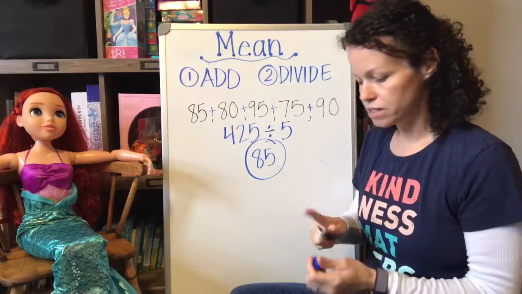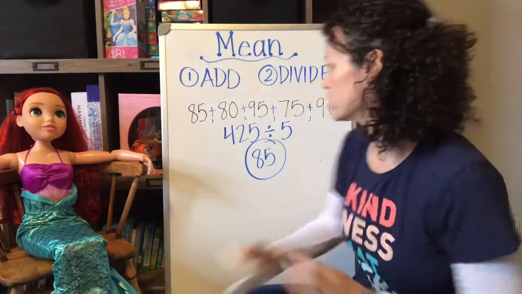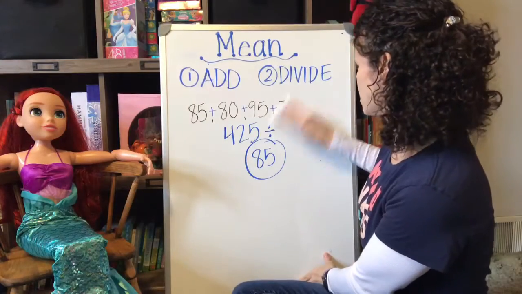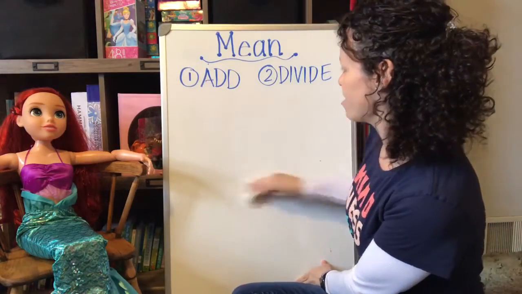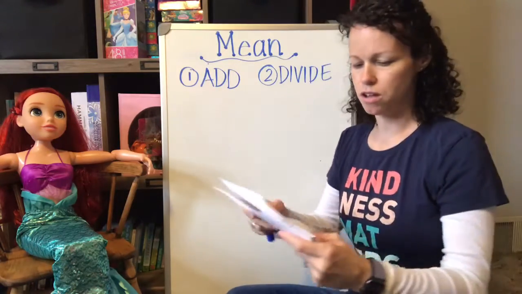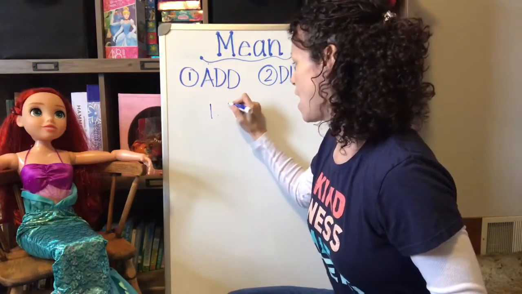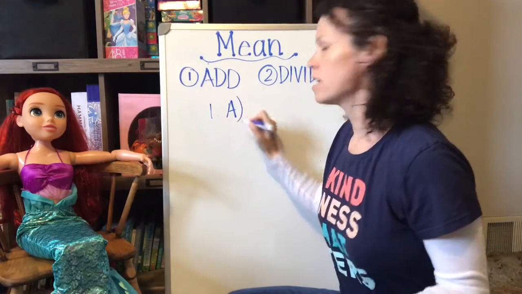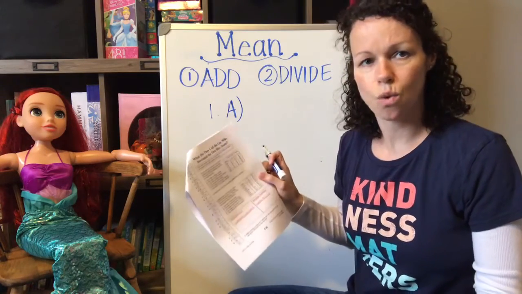All right, another example that I want to look at with you is from your actual homework. So let me get rid of this first. And let's take a look at your homework. On your homework, let's look in particular at number 1, and let's just look at A. So number 1A is talking about finding the mean of Ray's scores.